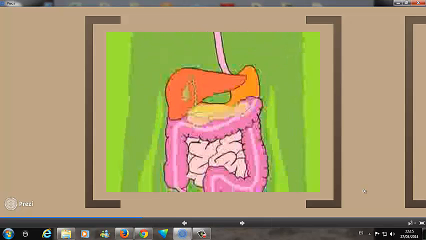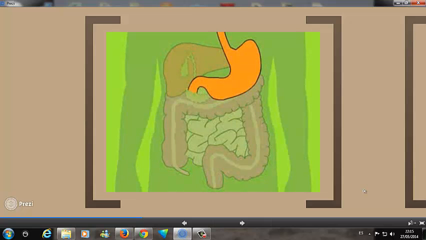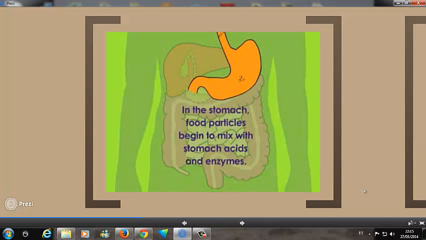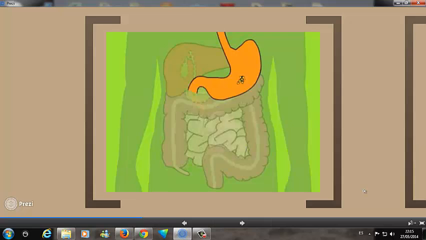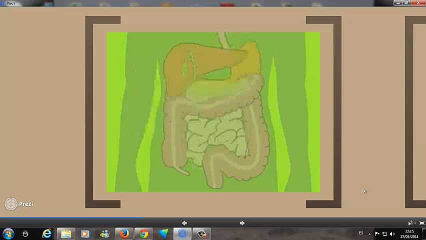Once it reaches the stomach, mashed up food particles begin to mix with stomach acids. And enzymes. Oh, yes, I know. I hadn't quite gotten there yet. From the stomach, the mashed up food moves into the soft, long tube known as... The intestine. Yes, where most of the digestion takes place.